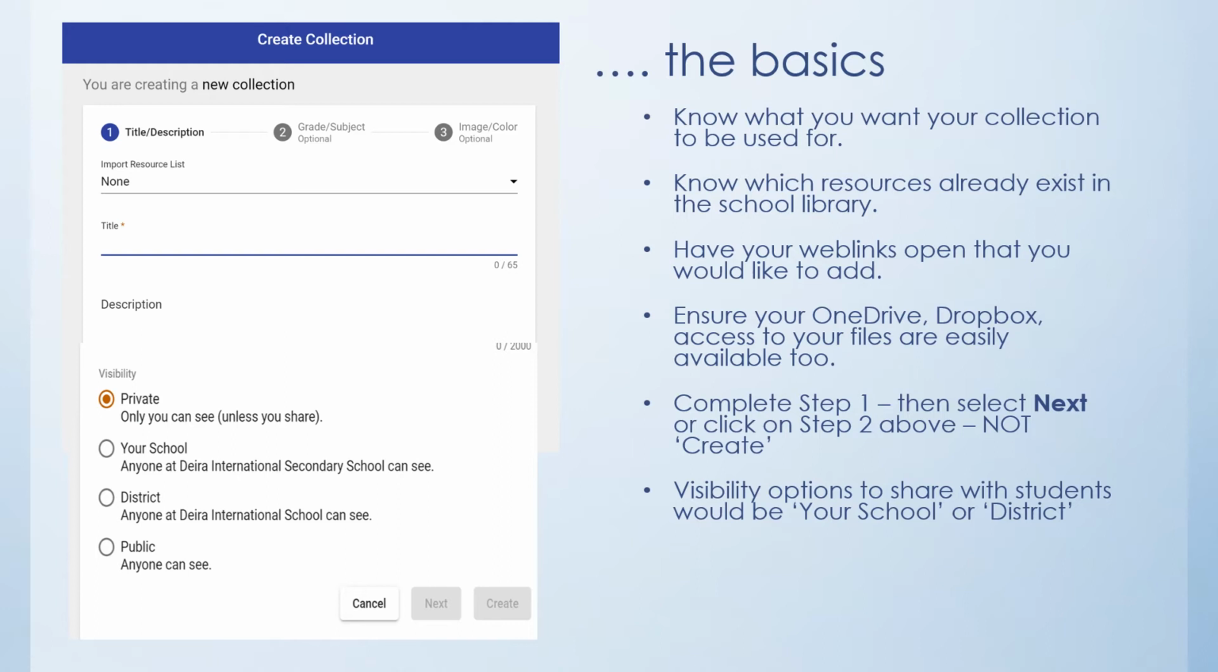You're not going to be importing any resource lists, but you create a title. So you start with title and go on from there. Visibility is self-explanatory. Your school will have your school's details. So we're a primary and a secondary school, so that's why it says if I want the whole school to see it, it's called a district, because we're not the same as in the USA. The USA work with districts. We don't. And public means anyone can see.